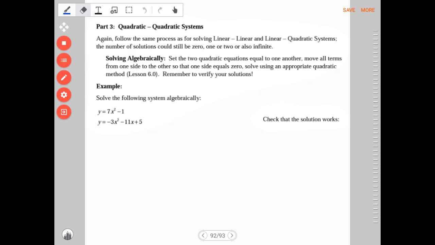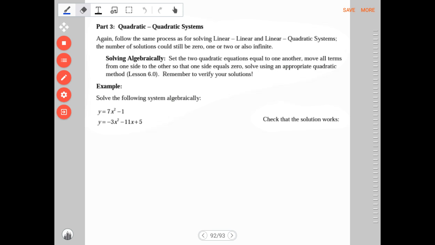Okay, same process as before. Now we're just having two quadratics, so it's very similar to solving quadratic equations from earlier. Remember, we have to verify the solutions.